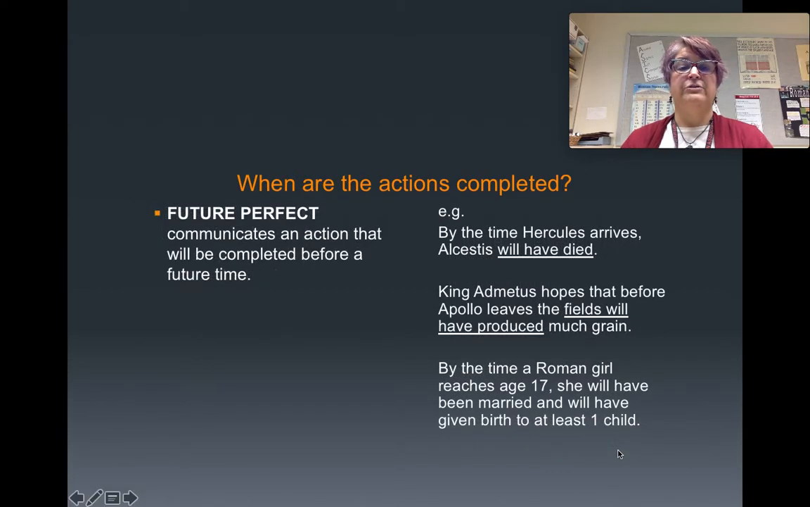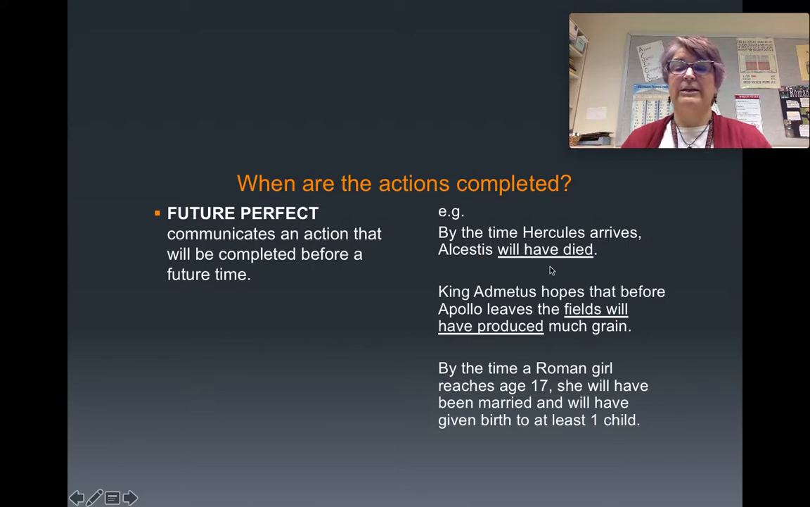Now, on to the future perfect tense, which is just what it sounds like. Future means in the future. Perfect means completed. So the future perfect tense is an action completed in the future. When you look at it in English, it will have two helping verbs. The future tense helping verb will, and the perfect tense helping verb have. Listen to the sentences. It makes perfect sense.